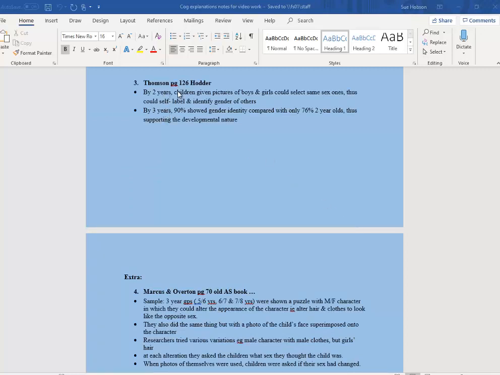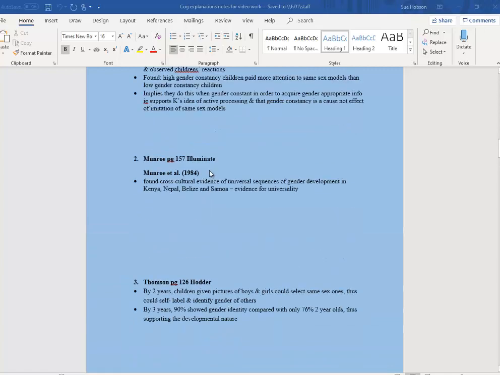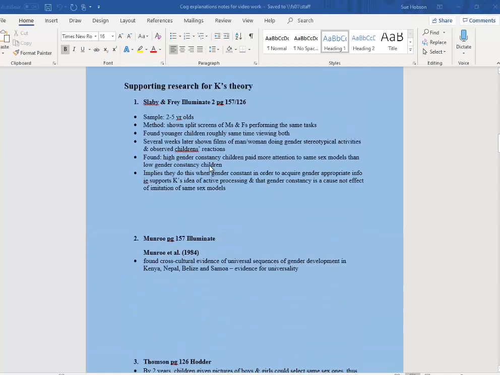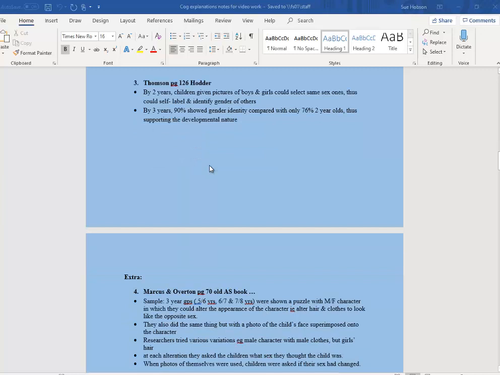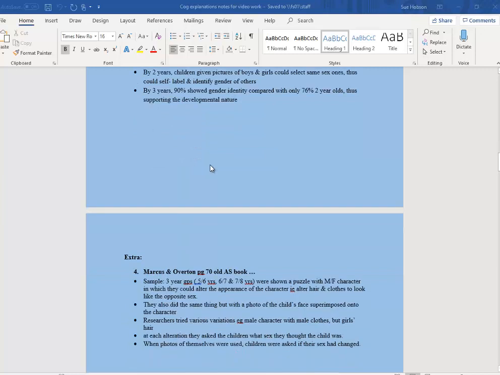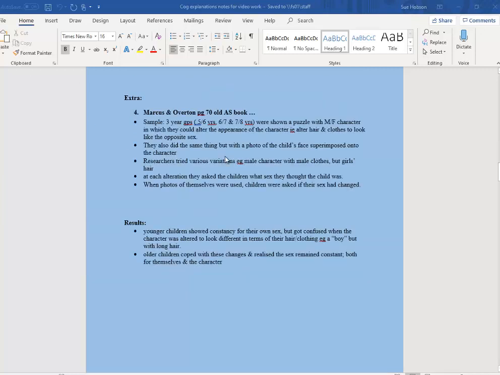Further evidence also from Thompson, and we've also got some extra here on Marcus and Overton. You need to make sure you have some clear evidence to support with some nice detail. You don't need all of it, but I would say you want to have possibly two or 3, and if you're really going for top marks, try to bring in the extra. If you're going to use Marcus and Overton, here are the results.